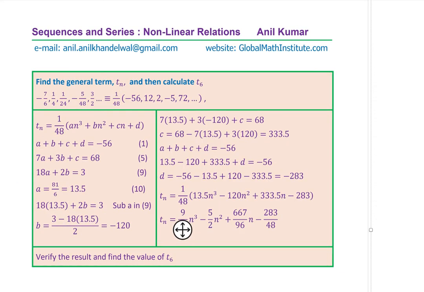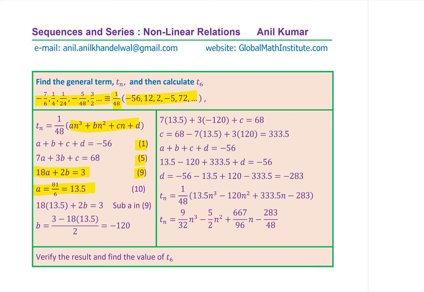So once again, we actually began with this series. 1 over 48 was taken common, and we found the first difference, second difference, and third difference was constant for these terms. And so we decided that this has to be a cubic equation, and we also got the value of a. The value of a was 13.5. We selected three equations from the previous ones to find the values of the other unknowns. So a is 81 over 6, which is 13.5.